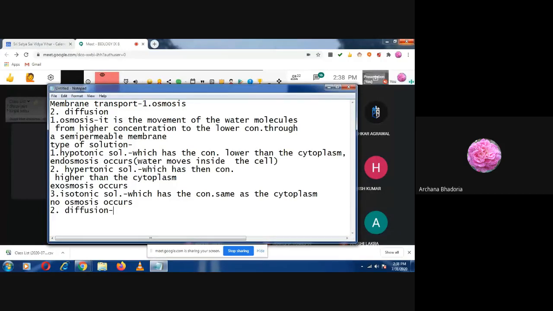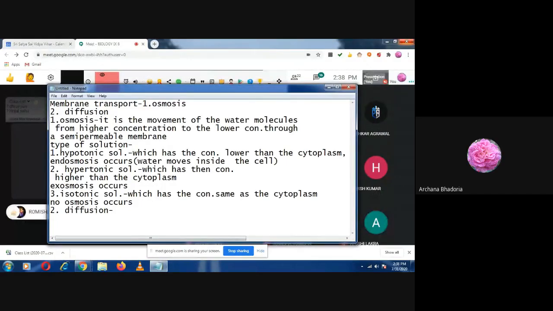But osmosis will occur always in living organisms. When we say living organism, we can say living system. Is it very clear to everyone? Yes, ma'am. Diffusion is clear.